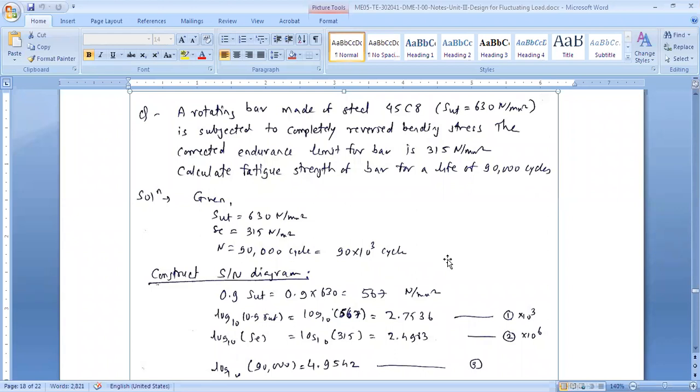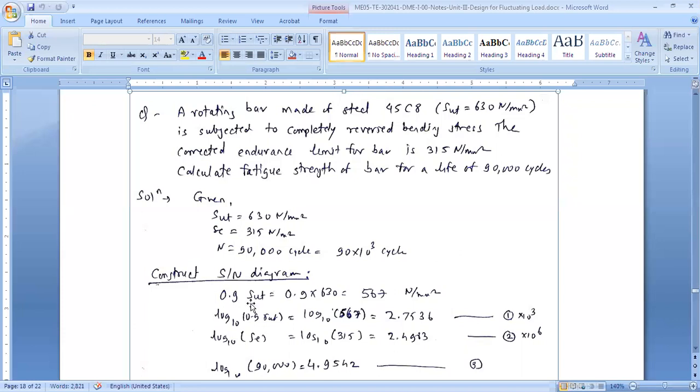A rotating bar made of a steel 45C8, SUT 630 Newton per mm square. So while reading itself, we will go through a few things. First, it is a rotating bar. That means it will obviously undergo fatigue if it is having a stress, right? So SUT is given, that is 630 Newton per mm square. So ultimate stress is given, 630 Newton per mm square. Is subjected to completely reversed bending stress.